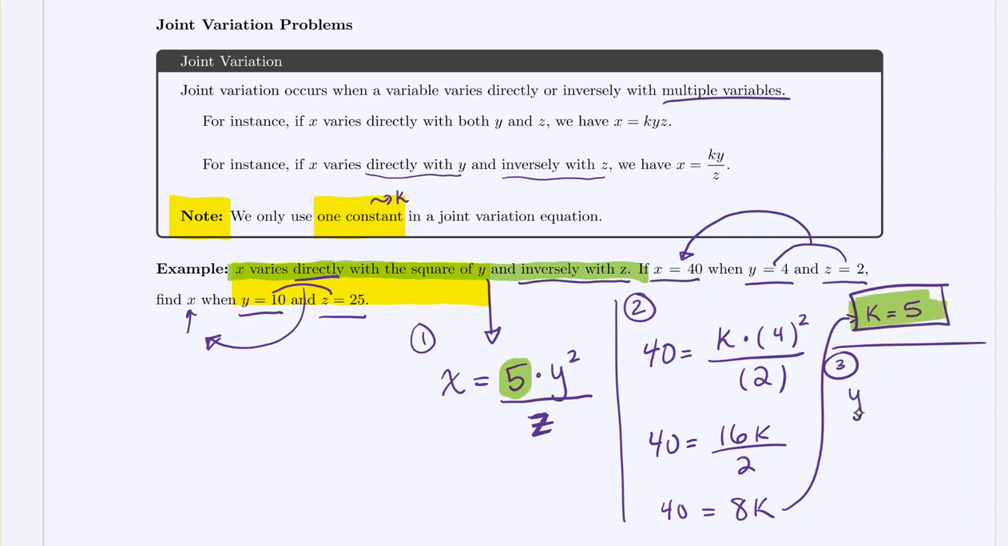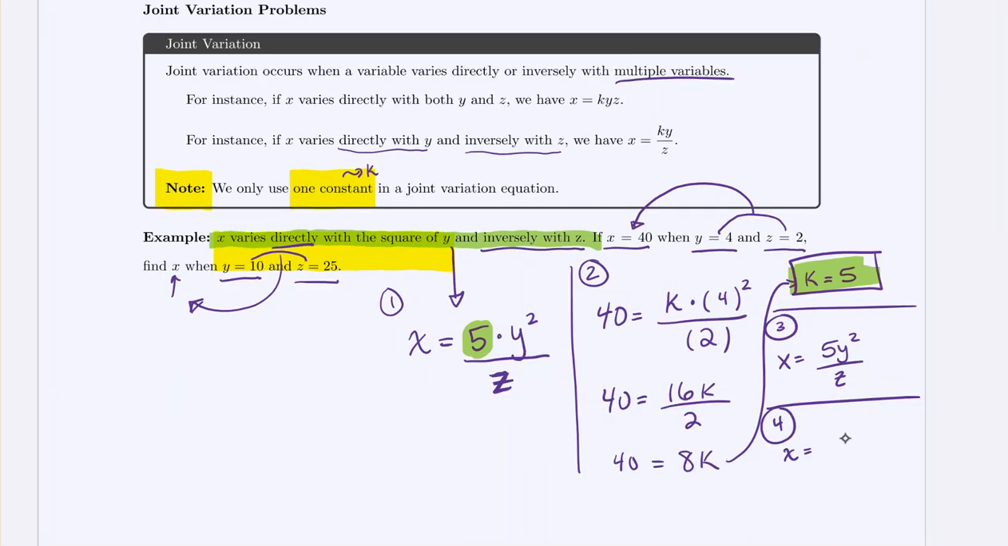So we've got our exact equation, x equals 5y squared all divided by z. And now we substitute in our known values. Y is 10, z is 25, so we get x equals our k value of 5 times 10 squared all divided by the z value of 25. Simplifying this in our calculator, we would get the x value of 20.